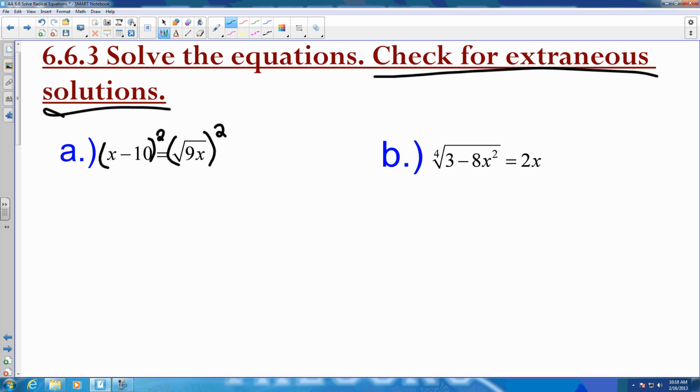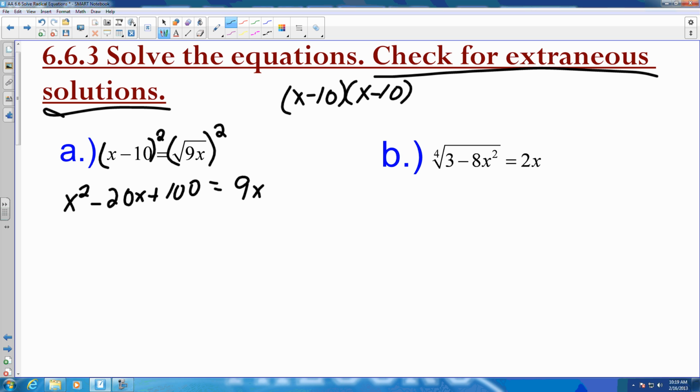Now, x minus 10 quantity squared is not x squared plus 100. You have to remember that x minus 10 quantity squared is the same thing as x minus 10 times x minus 10. So you must use FOIL in order to solve this equation. And if you were to FOIL out x minus 10 quantity squared, you would get x squared minus 20x plus 100 equaling, this is just 9x.